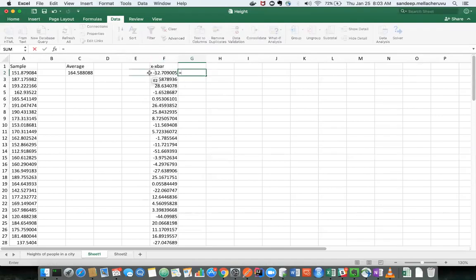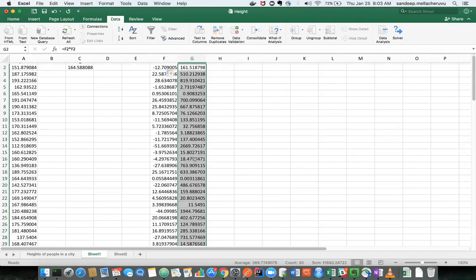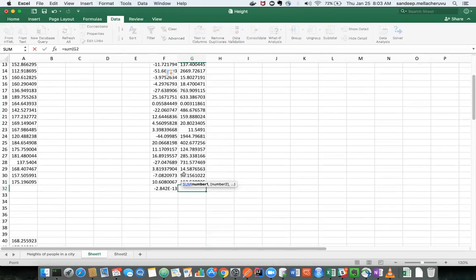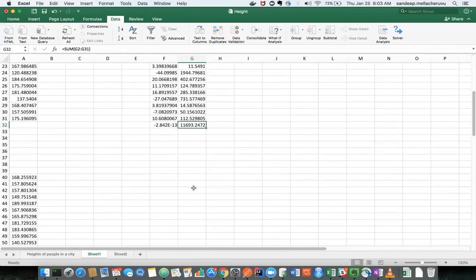Okay, this is x minus x bar. Let's say I do x minus x bar square, which is nothing but this one into this one, right? Yes. Same one. F2 into F2 square. If I do the square of all of these and then do the sum, which is nothing but the sigma part, sum of all this, this will never be 0. Sigma x minus x bar is always 0, and sigma x minus x bar square is not always 0. Never 0, unless for some specific cases.